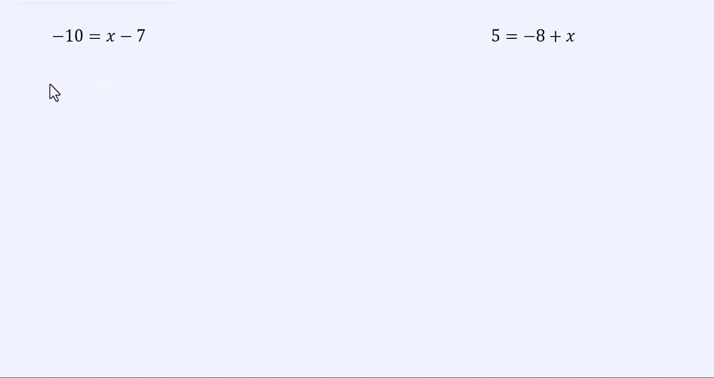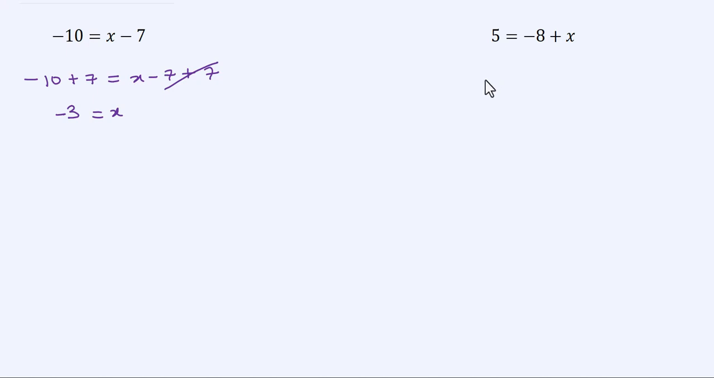Okay, let's continue. The next question, negative 10 is equal to x minus 7. So just simply add 7 to both sides. So minus 10 plus 7 is equal to x minus 7 plus 7. Minus 7 plus 7 is 0, so that's out. So from this point, different signs will subtract. 10 minus 7 is 3. Then remember to put the sign of the bigger number, which is negative, and then that is equal to x, and we are done.